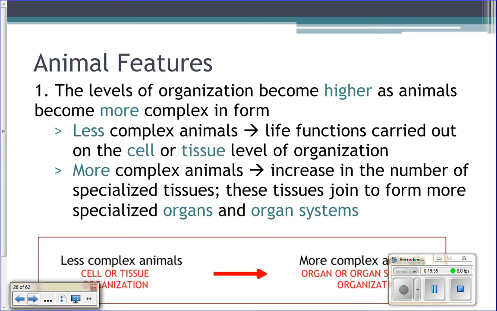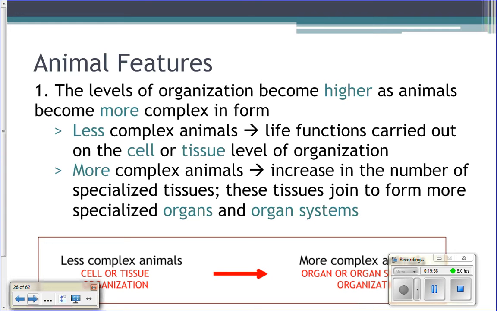Okay, but what you'll notice is that as we move up from the simple animals to the more complex animals, you'll see that in the simpler animals, the life functions, all of those 7 essential life functions that we just talked about, are carried out at the cell or tissue level. Okay, so sponges don't have tissues. They just have different kinds of cells.